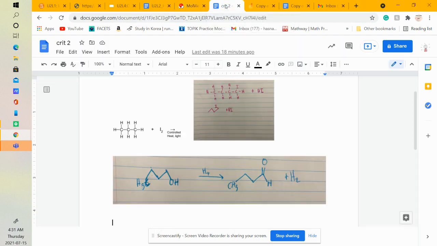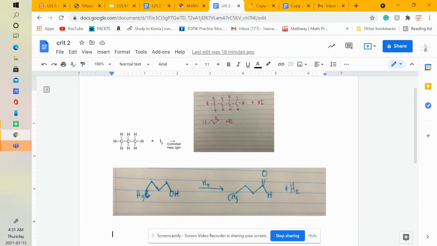Now let's go on to this page. Right here, we have two equations. The first equation is going to have this structure plus 2 iodine, and this is our answer right here.